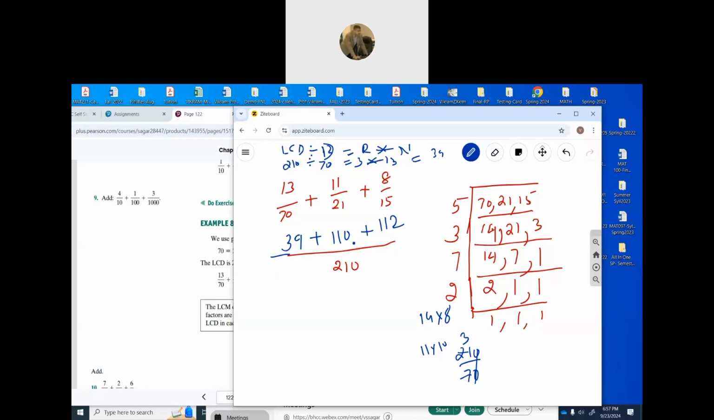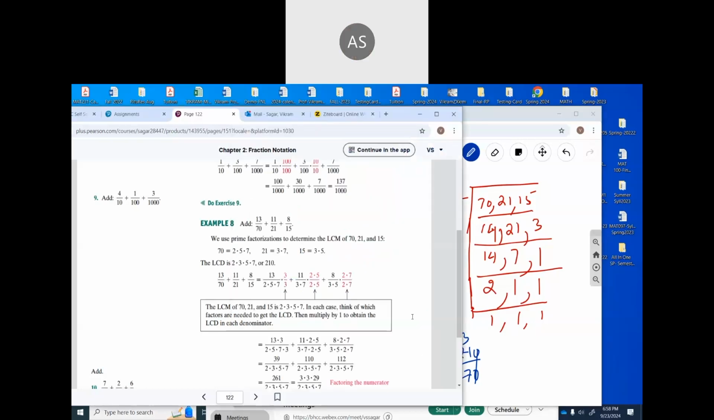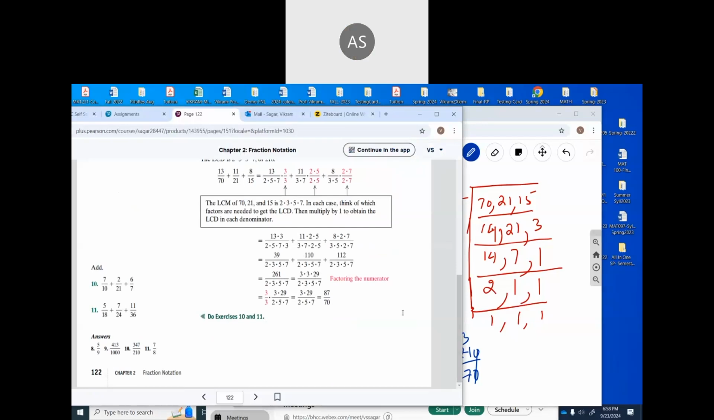Faith, are you with us? I'm copying everything. Okay, that's good. Okay, 261. 261 over what? 210. 210. Let's check the answer. Should be okay. They're reducing.